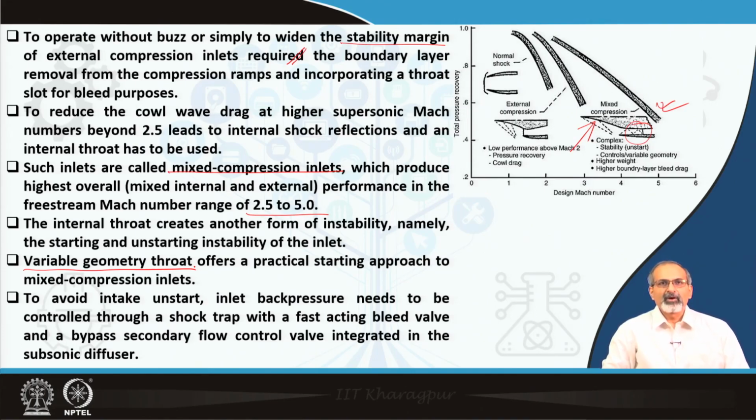like unstart. To avoid intake unstart, inlet back pressure needs to be controlled through a shock trap with a fast acting bleed valve and a bypass secondary flow control valve integrated in the subsonic diffuser. So, there are different ways of handling that problem, and then finally, you are able to achieve reasonably good performance at slightly higher supersonic Mach number ranges.